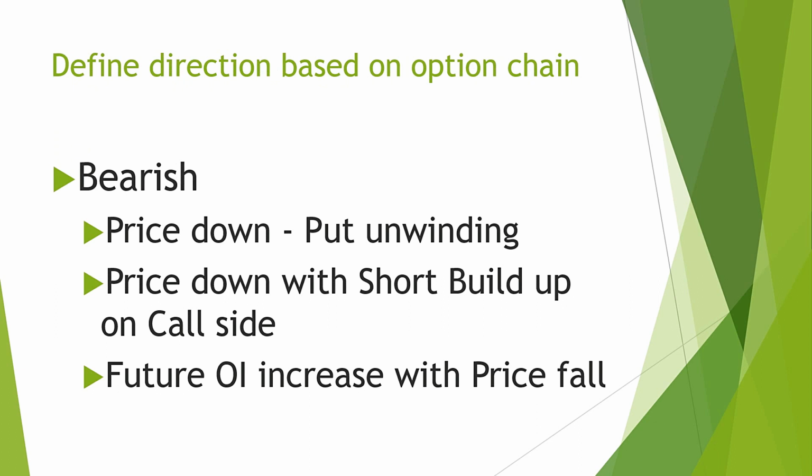What are the characteristics of a bearish option chain? For bearish, the first thing is prices will be down. There will be put unwinding. What is the meaning of put unwinding? Short positions in puts will be covered. Open interest on the put side will be decreasing, and put premiums will be increasing.